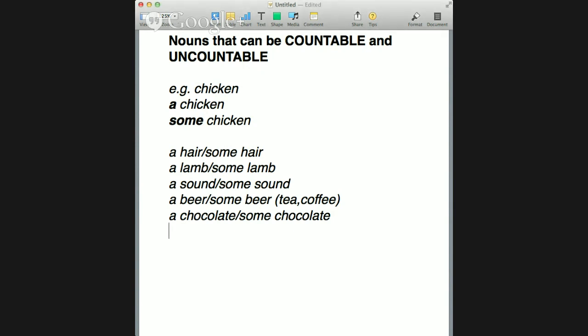Light. Very good one. A light versus light. Raphael, can you explain that? I think it's the same as sound. You can say a light, a single light. Some light, as you explained, is the concept of light. Yep, absolutely. Well done. So that works with quite a few other things.